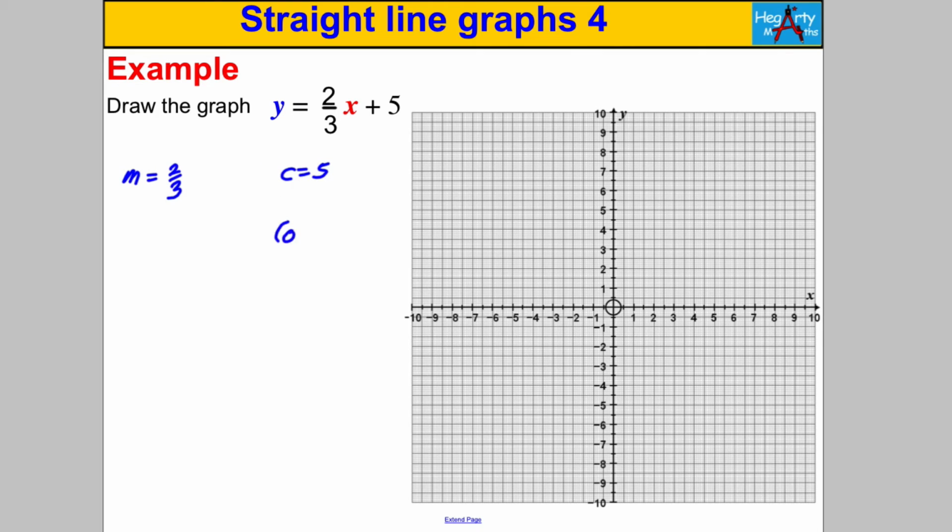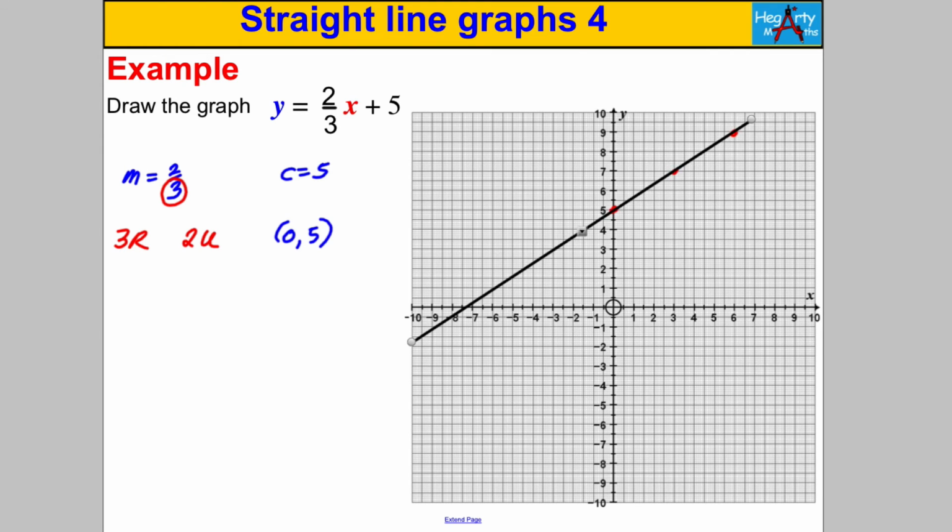So the y-intercept is 0, 5, and the 2/3, well, this 3 here is telling us that if we go 3 right, we must go, because it's positive 2/3, 2 up. Okay, so let's start ourselves at 0, 5 here, and we want to go right 3 and 2 up. So we're going to go across here to 3, and we're going to go 2 up here. We're going to go across another 3, and we're going to go 2 up. And there we go, we've got 3 points. That's good enough for a straight line, something like that.